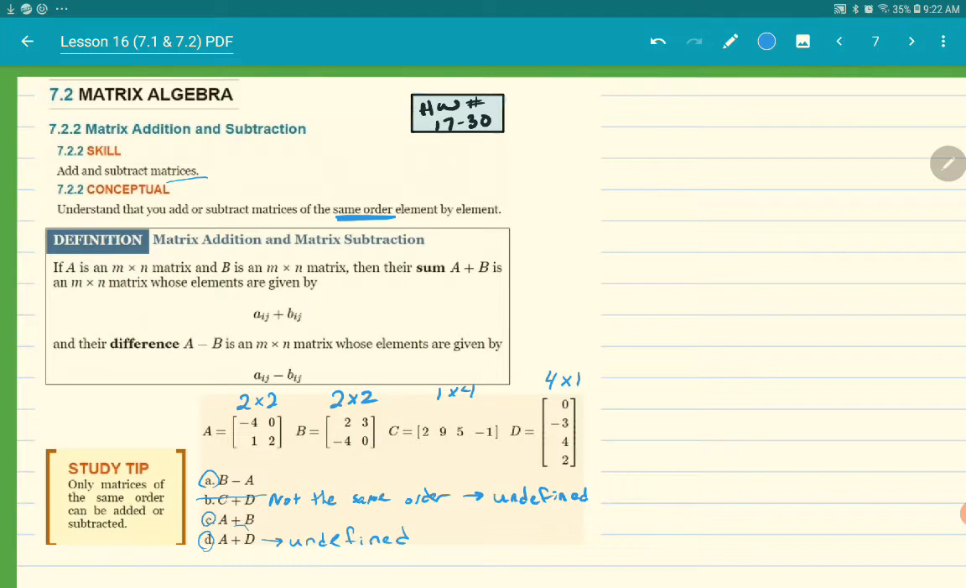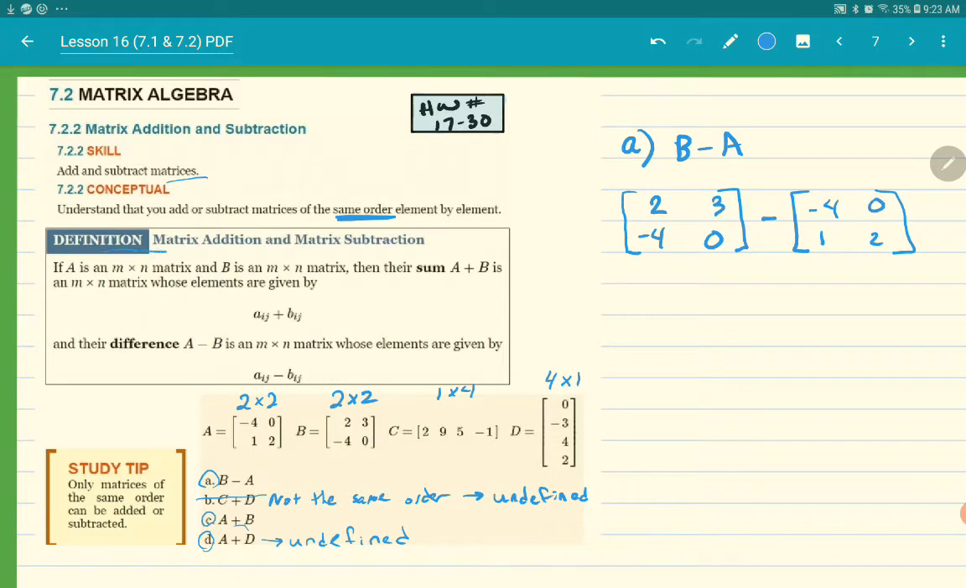All right, but let's do part A and part C. So let's do addition and subtraction. So for part A, we're looking for B minus A. So let's see. B is the matrix 2, 3, -4, 0. And A is -4, 0, 1, 2. So here's how we do it.